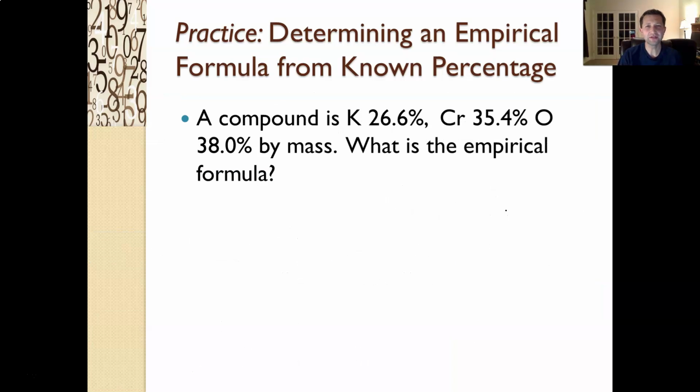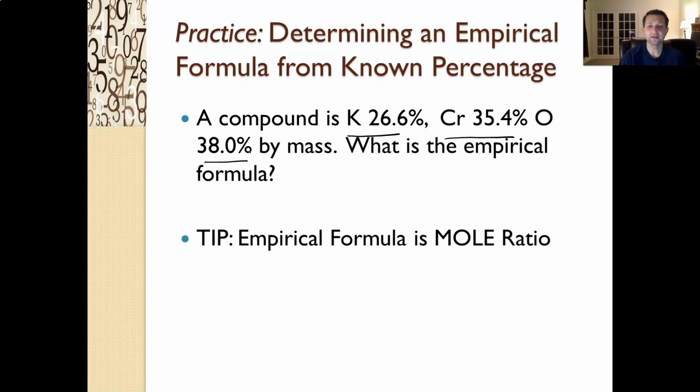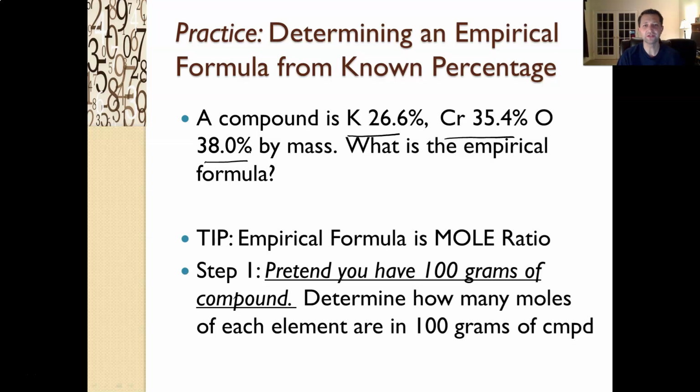So that's what we separated in this situation. Okay, next one. It's really not much different. Minor detail in the beginning that's different, though. A compound is 26.6% potassium, 35.4% chromium, 38.0% oxygen by mass. What's the empirical formula going to be? So again, what's the empirical formula? It is the lowest whole number mole ratio.